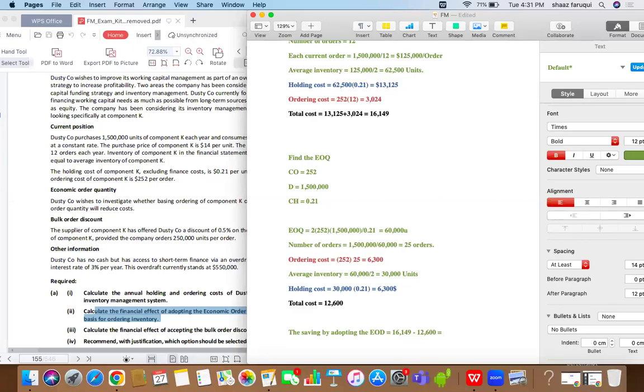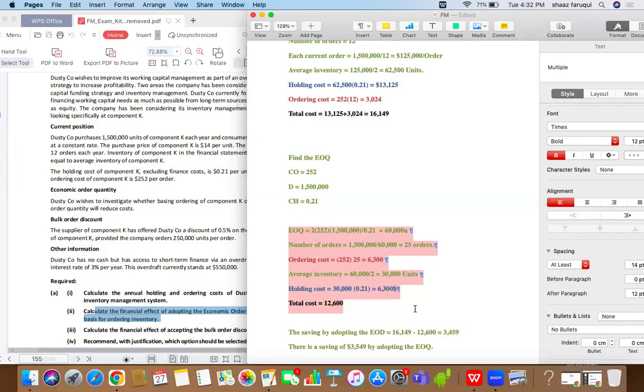16,149 minus 12,600. 3,459. Therefore, there is a saving of 3,549 by adopting the EOQ. Only if you put this, you will get full marks. If you leave the answer here, it does not answer the examiner's question, unfortunately. Although you've put the points, you've put the calculation, you will not get full mark.